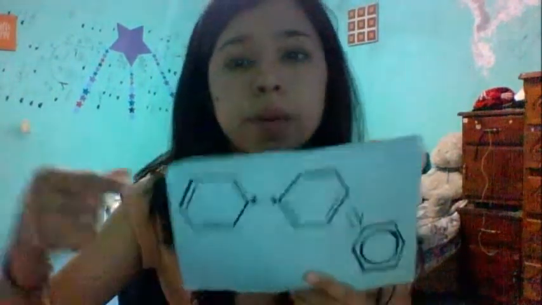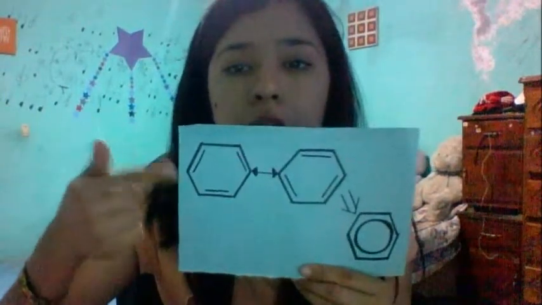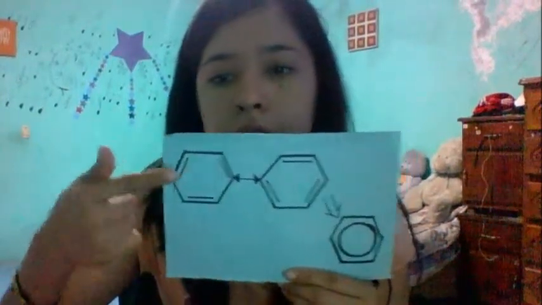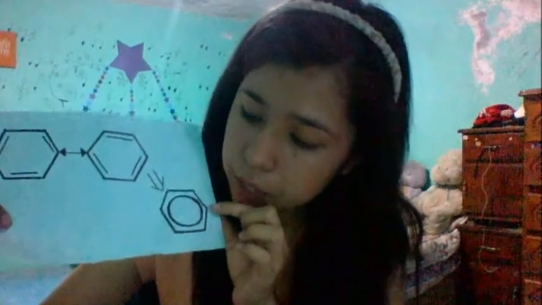For example, this is a representation of an aromatic compound. It contains benzene, which has alternating double bonds. And finally, this is a representation of a benzene ring, where the double bonds are shown as a circle in its structure.